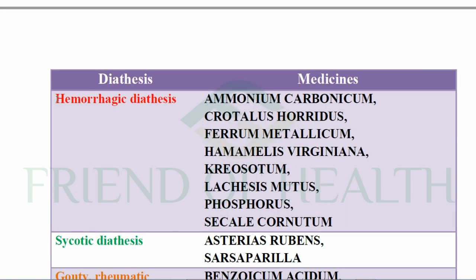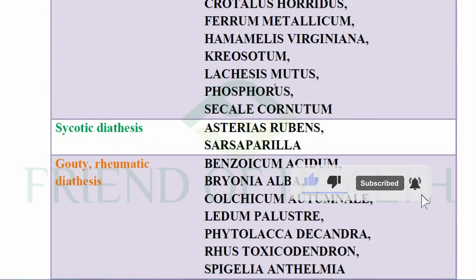So diathesis, hemorrhagic diathesis, the important remedies in Allen's keynote are Ammonium carb, Crotalus, Ferrum mur, Hamamelis, Creosotum. So before Creosotum, Ipecac also we can add, and Ferrum phos also we can add, as it is compared in brackets. So Ferrum phos, Ipecac also you should add in this list. And Lachesis mutus, Phosphorus, Secale cor. Psoric diathesis, 2 remedies, Asterias rubens and Sarsaparilla.